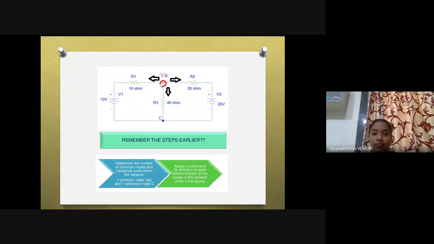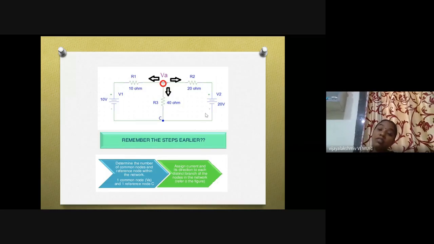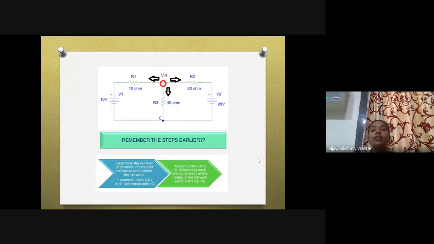Next, along with this resistor, a voltage source is connected. If you have a current source, that case is different, I'll tell you that also. So VA, what is the connection which is connected to the reference? Negative. So VA minus 20 divided by 20 is equal to 0. This is how we'll be writing the KCL equation.